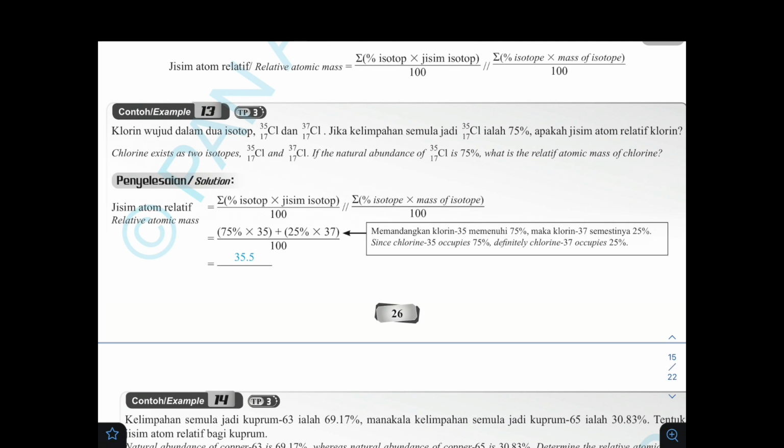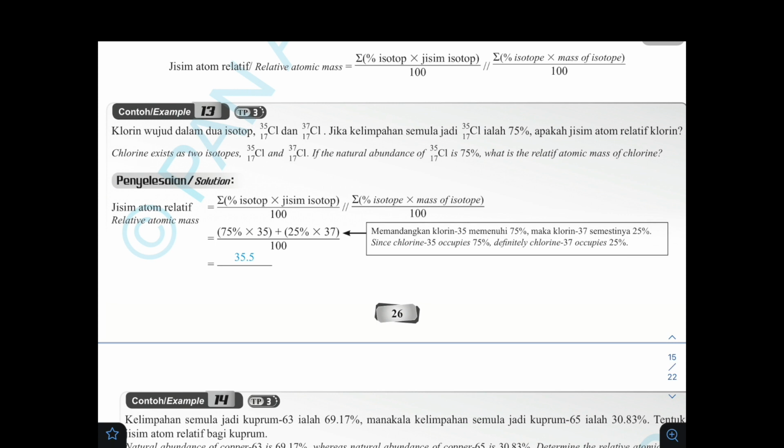Ingat balik ya, most of the mass of atom is located in the nucleus. Because kamu ingat balik, the mass of neutron and proton is so high compared to the mass of electron. Jadi kalau dia punya nucleon number is 35, so the mass of the isotope is 35.